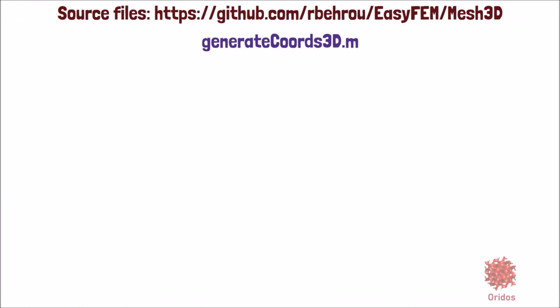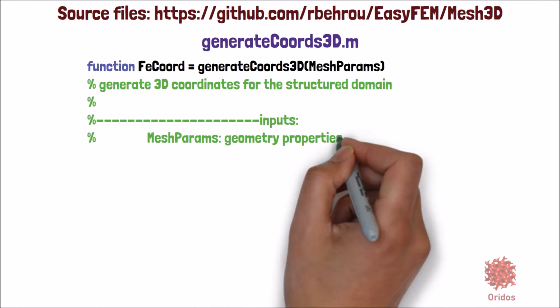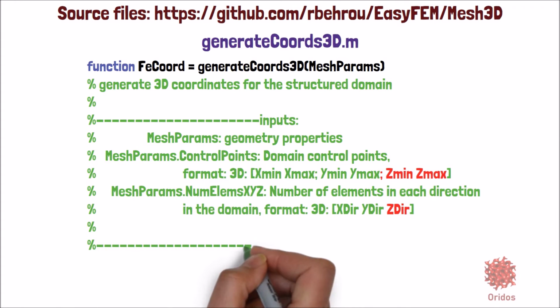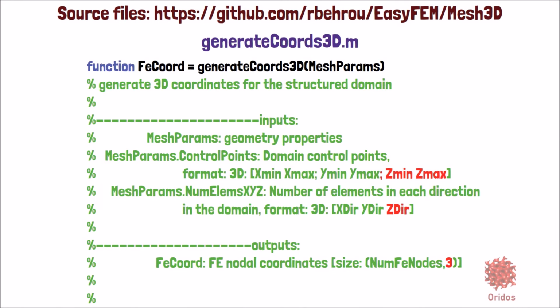Here is additional information about the input and output arguments in the generate coordinates function. Remember, unlike the 2D mesh, the nodal coordinate matrix's size will be equal to the total number of nodes times 3 because of the 3D spatial dimension.